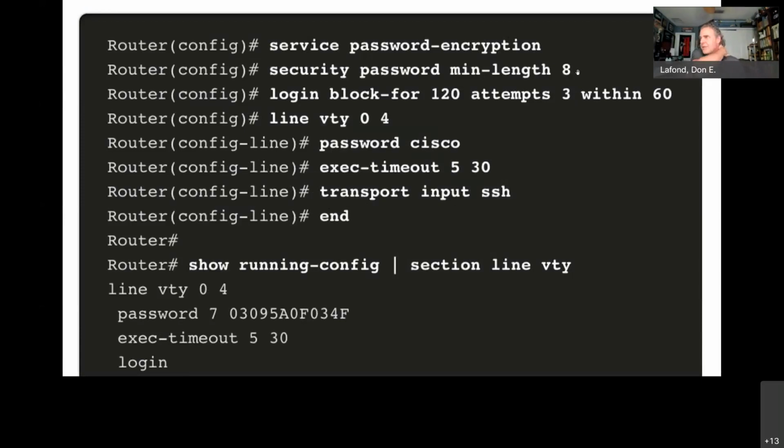And then login block-for 120 seconds, which is 2 minutes, but don't put 2 in there, put 120 seconds, attempts 3 within 60. Block for 120 after 3 attempts are incorrect within 60 seconds. So it's block-for 120. If you wanted to make it 4 minutes, it would be 240. If you want to make it 5 attempts, it would be attempts 5. And then within 60, maybe you set that to 30. I don't know. That would definitely help block, but that's how those numbers change.